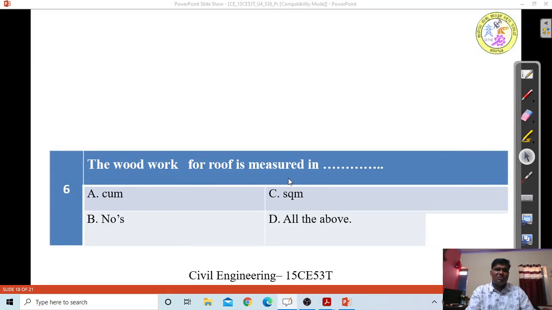The woodwork for roof is measured in cubic meters, square meters, numbers, or all of the above. So the right answer is it is measured in cubic meter. For doors it may be measured in square meters. For woodwork, for rafters, and for battens it will be converted to cubic meter, then it will be added to get the total volume of woodwork.